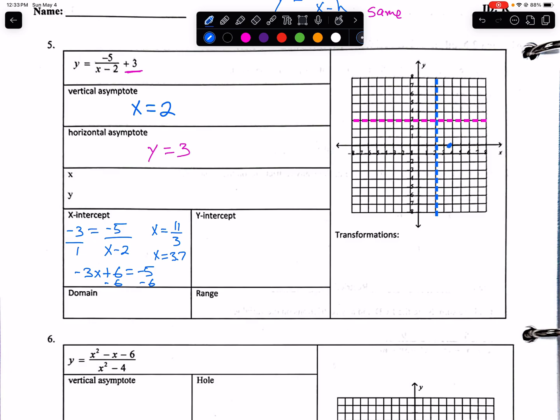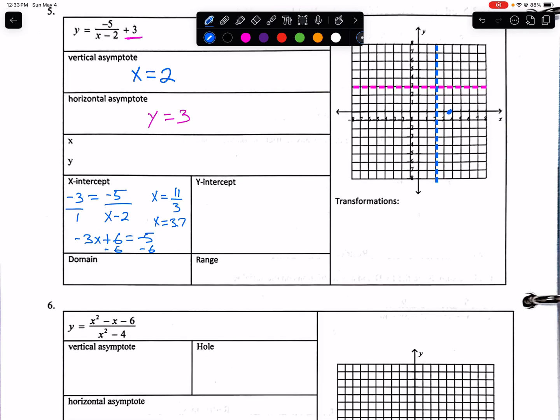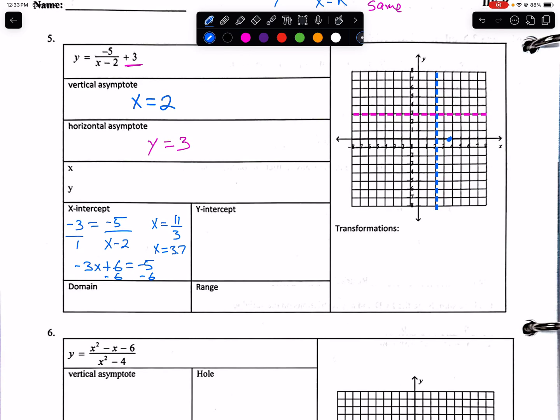3.7. And she'll let you use the colors on the test too, right? Yeah. Good, because that's helpful, I think. All right, so y-intercept, what do you plug in 0 for? X. Perfect. So then you have y equals -5 over 0 minus 2, plus 3. So then -5 over -2 plus 3. So 2.5 is 5 divided by 2. Negatives cancel, right? Yeah. So 2.5 plus 3 is 5.5. Then make your dot at 5.5.